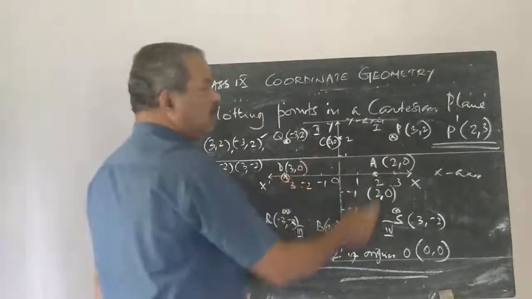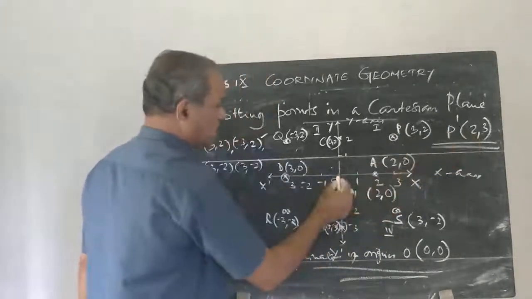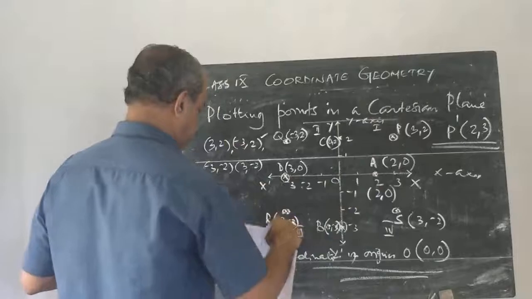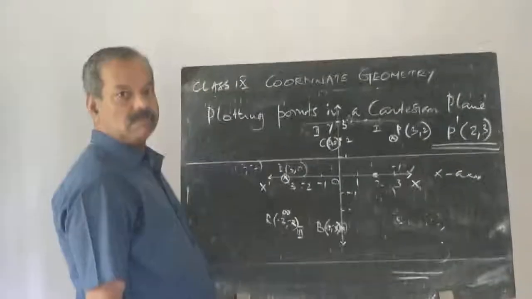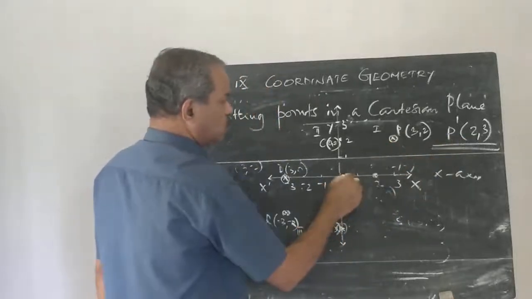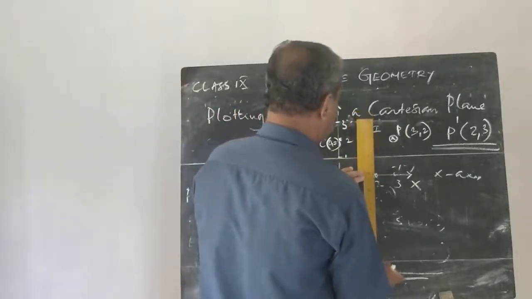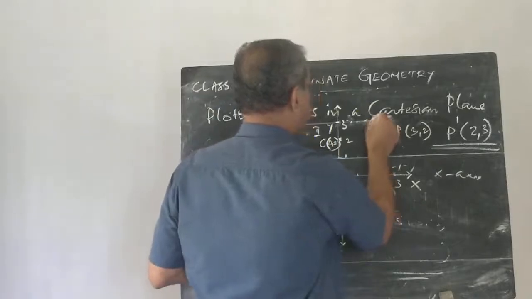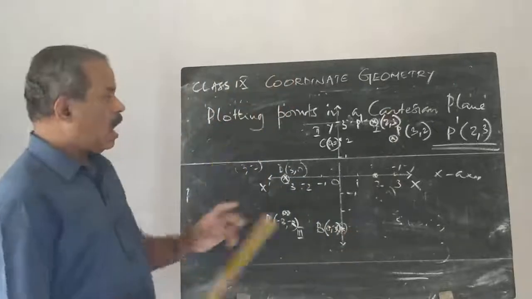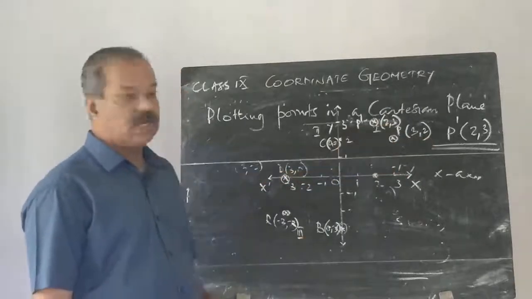Now we are given P dash, a point whose coordinates are 2 and 3. Where do you mark this point P dash? X coordinate 2, y coordinate 3, upwards 3. P dash (2, 3): x value 2, from 0 to 2, y value 3, so upwards 3 units. So this is the point P dash whose coordinates are (2, 3).